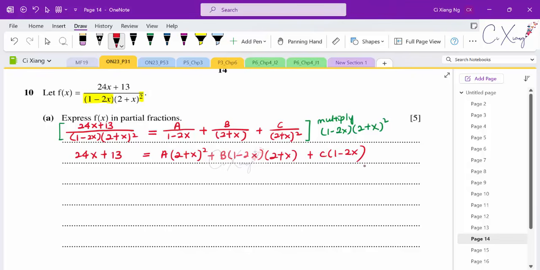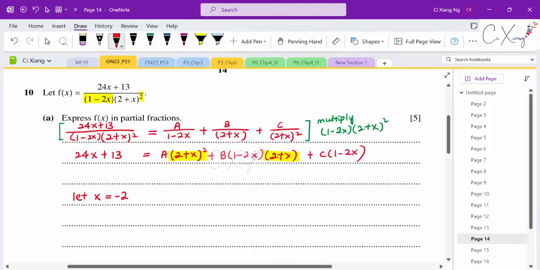Alright, then let's continue. If I want to get the values of A, B, and C, you can expand everything and compare the coefficients of x squared, x, and the constant. But if you don't want to compare, what we can do is take the linear factor. Let's say I have the linear factor 2 plus x here. So I will think of a value to make this linear factor become 0. I will let x equal negative 2. If x equals negative 2, this linear factor becomes 0, this one also becomes 0, this one becomes 0, this one also becomes 0.